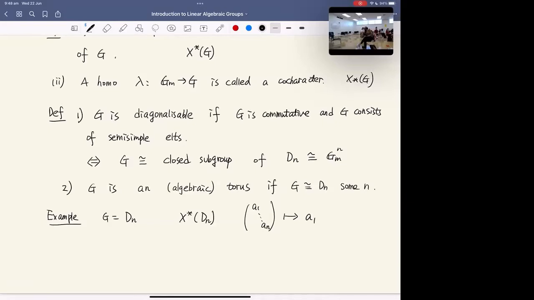So I guess in your exercise, you showed that for Gm, a homomorphism from Gm to Gm is raising to a power, right? So, okay, m1 to mn, and these mi are, what kind of numbers are they? Integers, right? Okay, so this X upper star Dn has a natural group structure. So this as a group is isomorphic to just the product of n copies of Z.